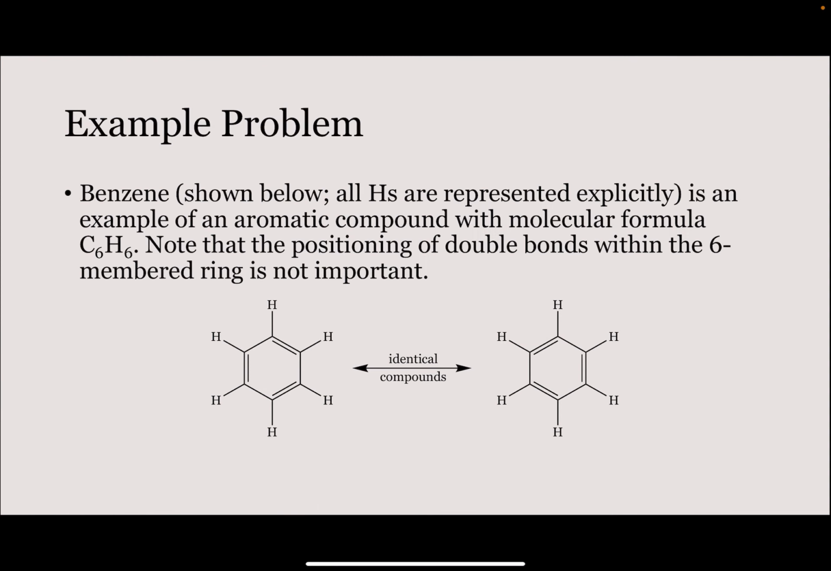We take a look at benzene over here. It's an aromatic compound with molecular formula C6H6. One thing to note is that the positioning of the double bonds inside benzene actually doesn't matter at all. There's a chemical reason behind it, but the most important thing here is that the positioning of these bonds does not really matter.